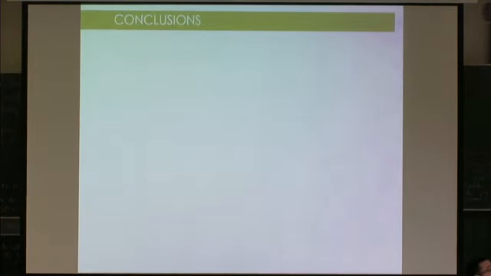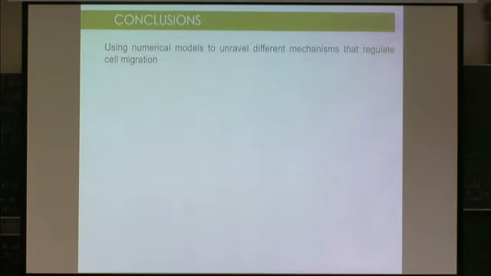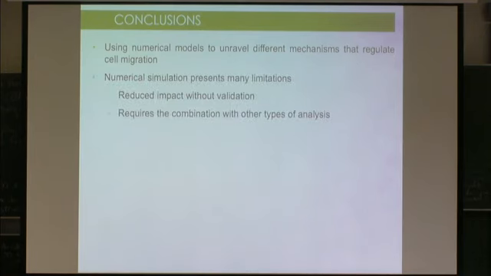So, okay, I'm going to finish on time. My main conclusions are: I have tried to present several examples to show how numerical simulation can help us understand some phenomena in cell migration. We have to keep in mind that numerical simulation presents many limitations, has reduced impact if we don't have validation, and in my opinion requires combination with other types of analysis.